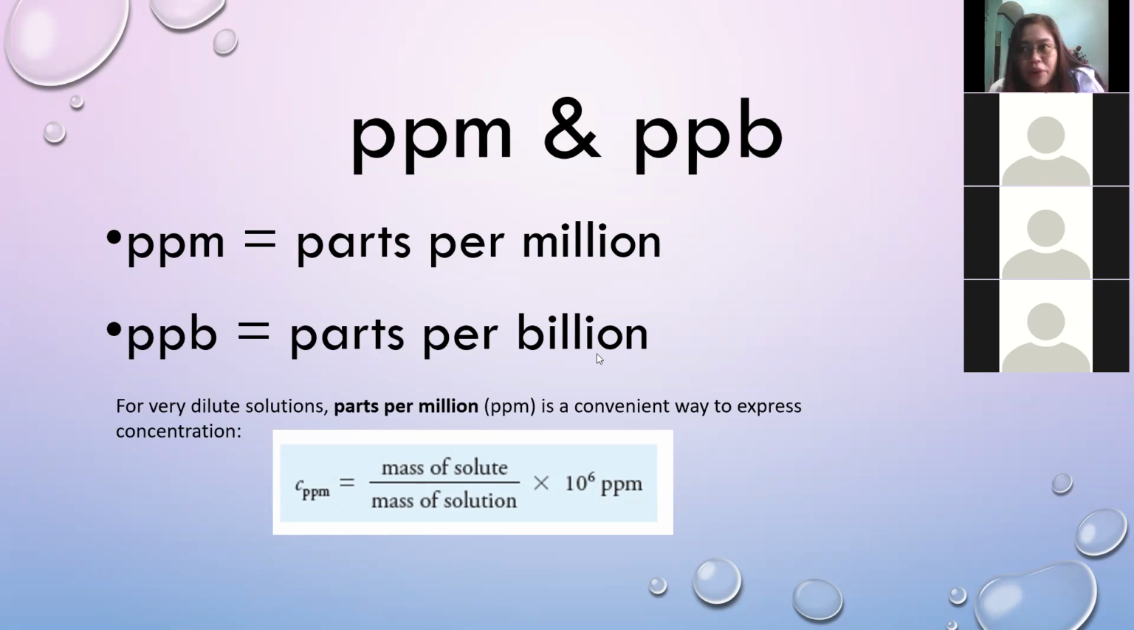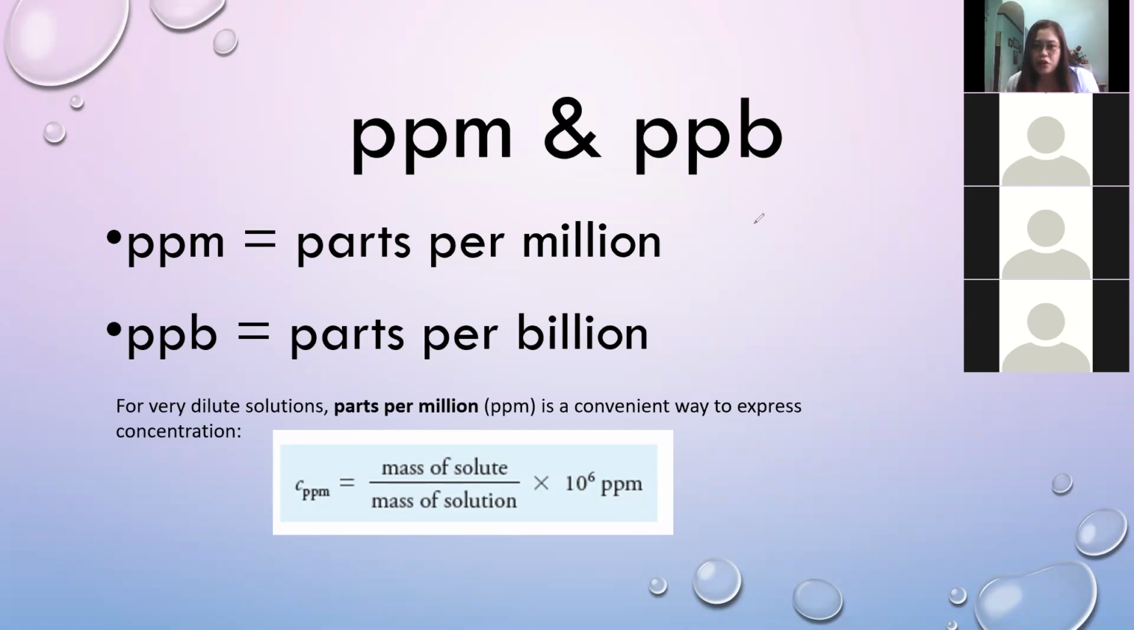So what is our formula in computing the ppm? Concentration in ppm is the mass of solute divided by the mass of solution times 10 to the power of 6 ppm. Again, 10 to the power of 6 ppm. That's how you compute for the ppm.